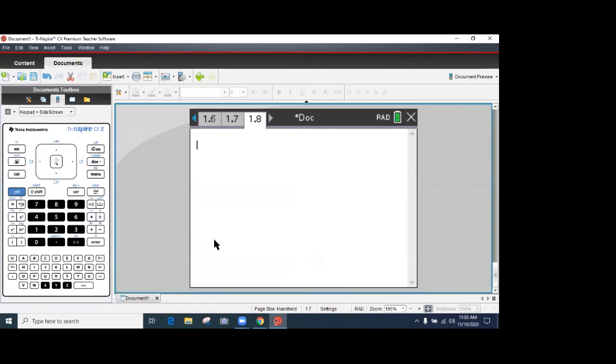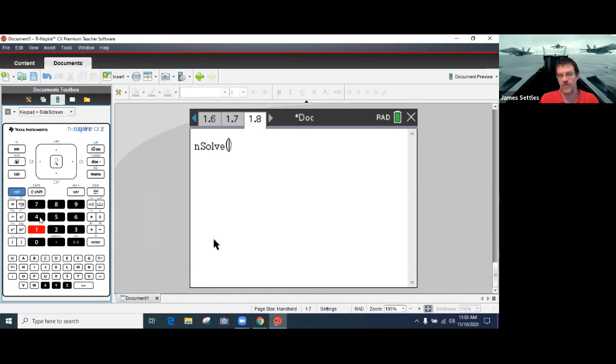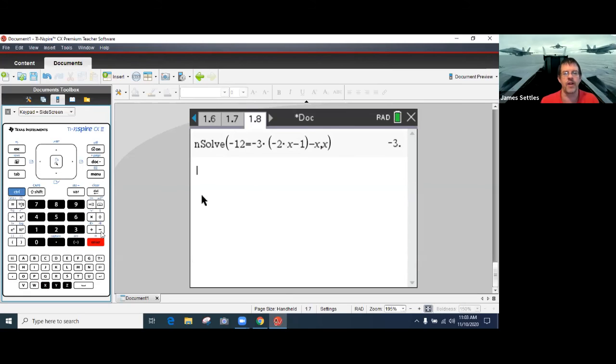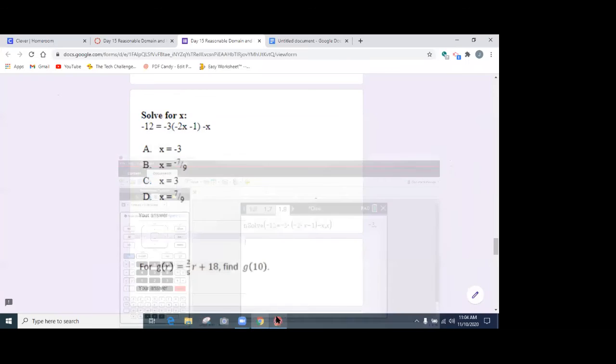Is that under, insolve? Very good, insolve. And you get insolve by doing menu 3-1. Those of you who have not used this calculator, you'll have to practice menu 3-1. Then you just type in the equation: minus 12 equals minus 3 parentheses minus 2x minus 1 close parentheses minus x. And then what do we got to put at the end? Comma x. The comma says you're done. The x says we're looking for x. And our answer is negative 3. So the answer here would be A.